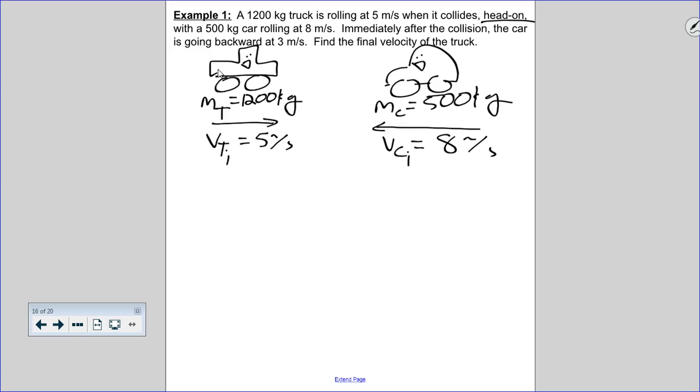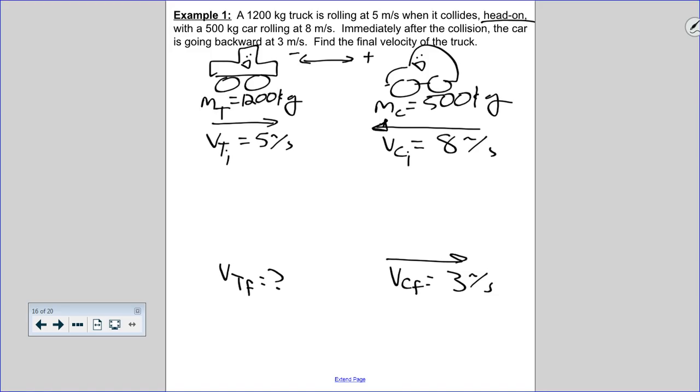And then it says immediately after the collision, the car is going backwards at 3 meters a second. Well, on my drawing, to the left is forward, right? The car is driving forward. It's a head-on collision. So after the collision, the velocity of the car final, it's going now backwards at 3 meters a second. And the question is, what is the velocity of the truck after the collision? Okay? Now, before we go too far, I should point out you need to come up with a sign convention. I'm going to stick with our standard, right is positive, left is negative.